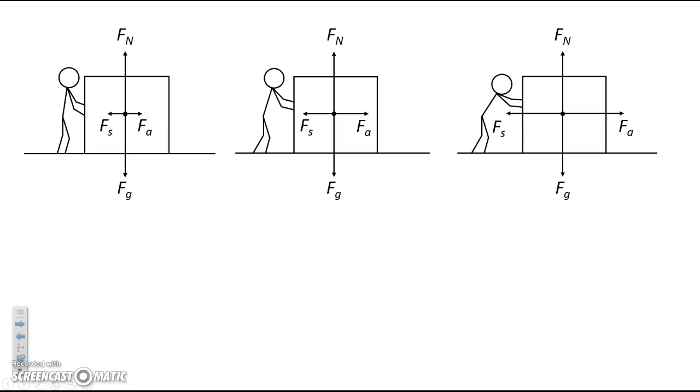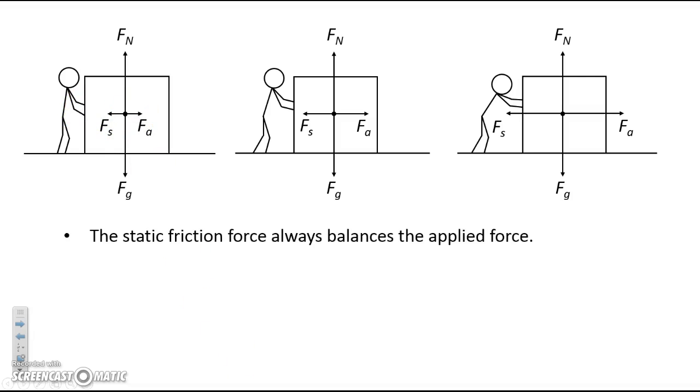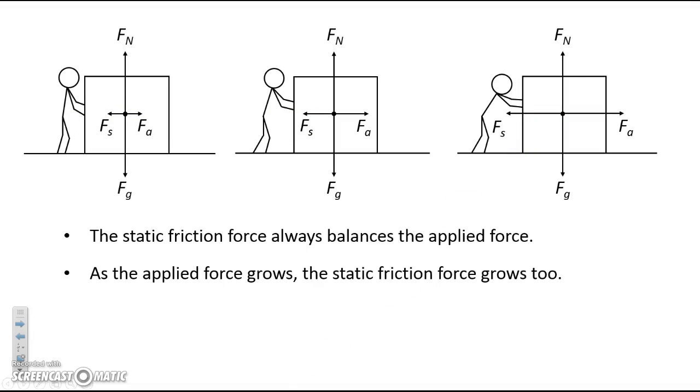A few important things to note. In these scenarios where we're putting our hands on the block and pushing, the static friction always balances the applied force. Another way to think about that, if not for static friction, there would be an unbalanced applied force. So static friction is what places the block into equilibrium. The next thing to show is that when the applied force grows, what happens to static friction? This force is small, then medium, then big. The static friction force grows too.